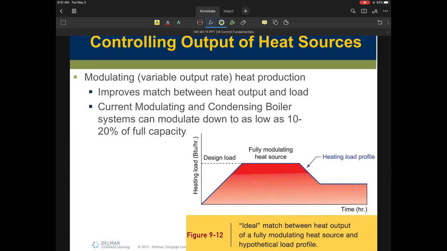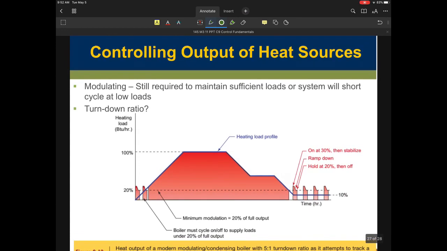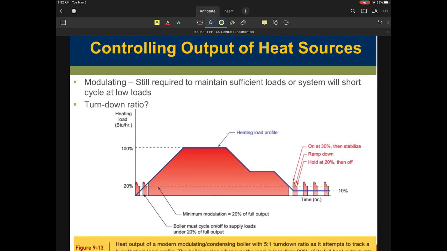So if you have a boiler system that provides 100,000 BTUs as your output, or even look at the input, but the output on this thing, input or output, if you got 100,000 BTUs and you have a 10-to-1 turn down, you can actually provide as little as 10,000 BTUs. So there again, I have to be able to match that. Let's take a look at some more on this.